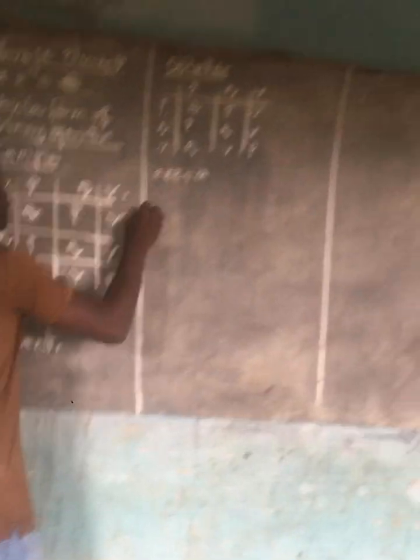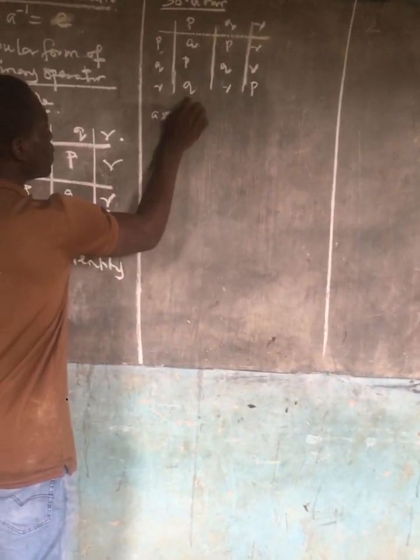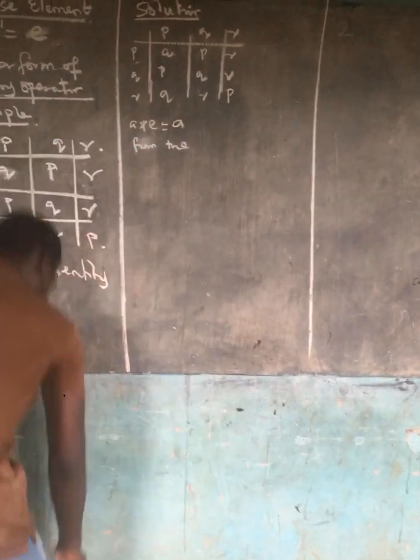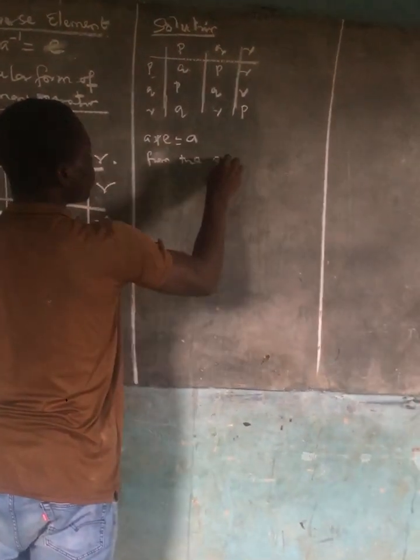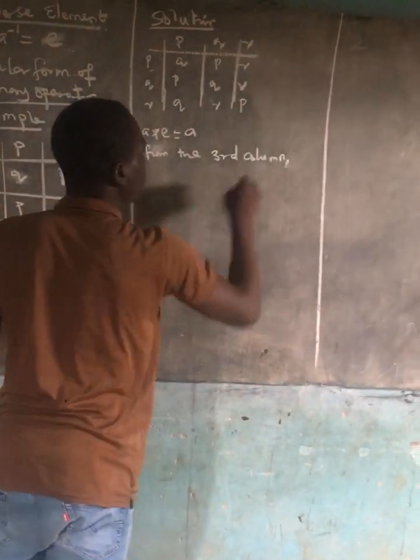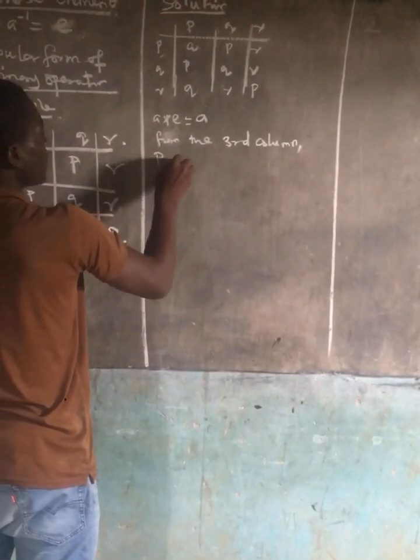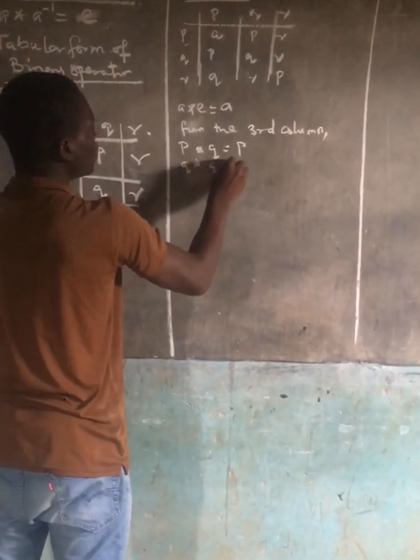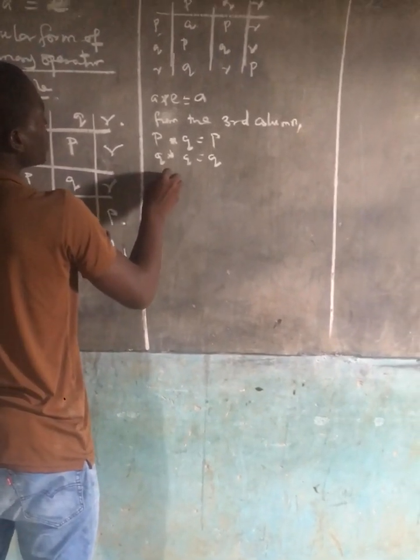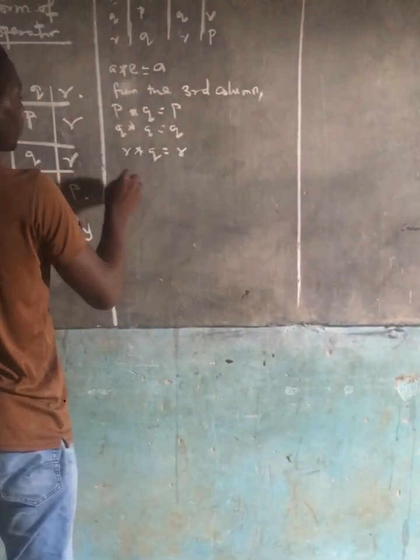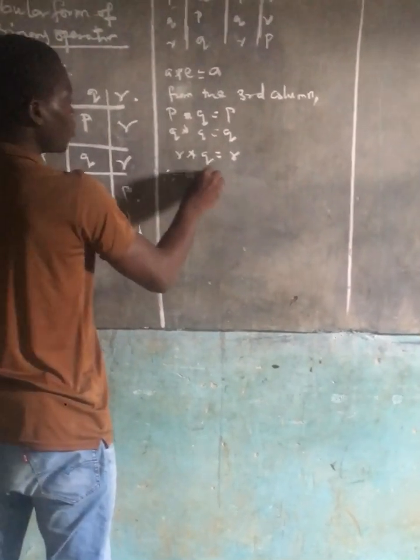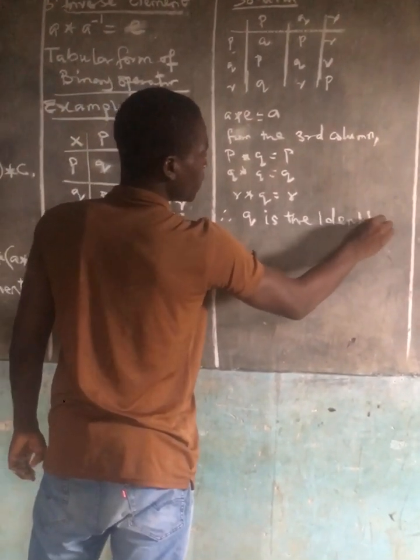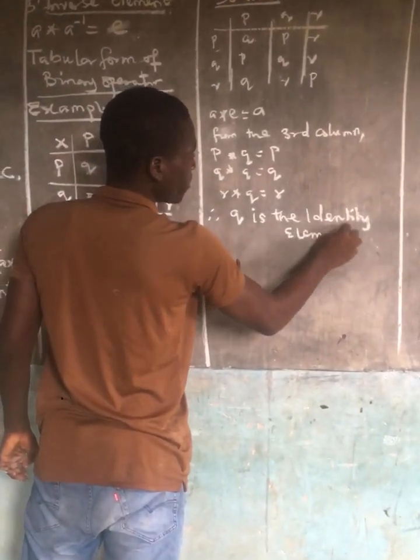I can then say, from the third column, P asterisk Q equals P. Q asterisk Q equals Q. R asterisk Q equals R. Therefore, my Q is the identity element. My Q is the identity element.